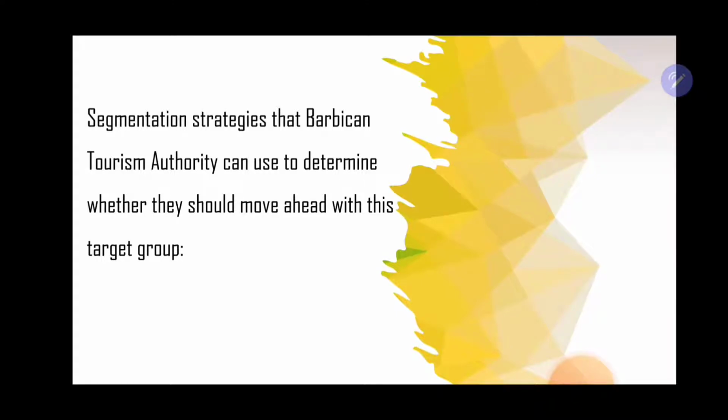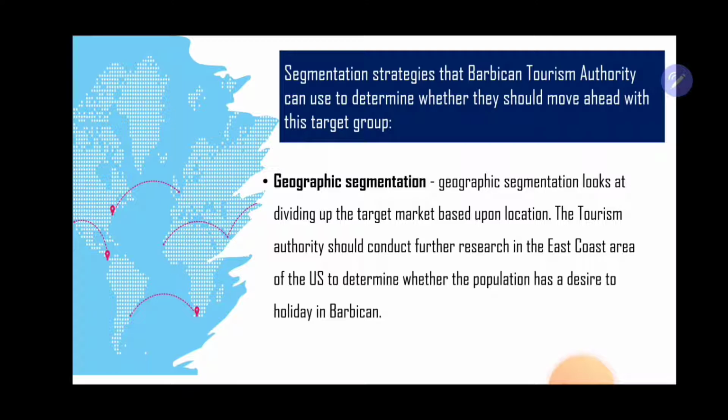Now, the next part of the question refers to segmentation strategies that Barbican Tourism Authority can use to determine whether they should move ahead with this target group or not, right? And we're going to suggest some here, and the first one that we're going to look at is geographic segmentation, right? Now, geographic segmentation looks at dividing up the target market based upon location. The tourism authority should conduct further research in the East Coast area of the US to determine whether the population has a desire to holiday in Barbican, right? So this is one segmentation strategy that the authority can use to determine whether they should move ahead or not, right?